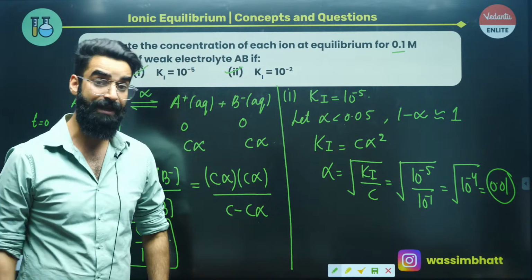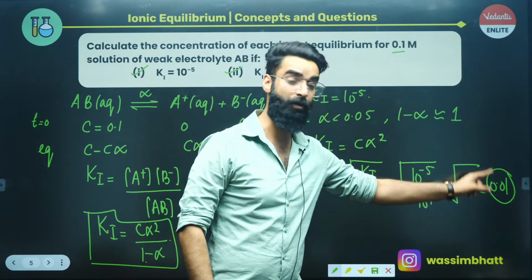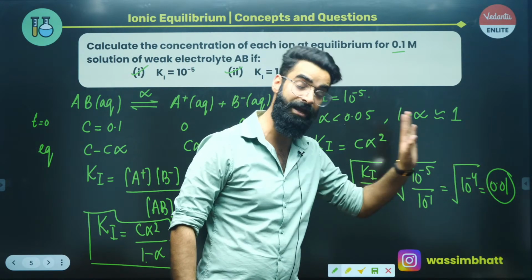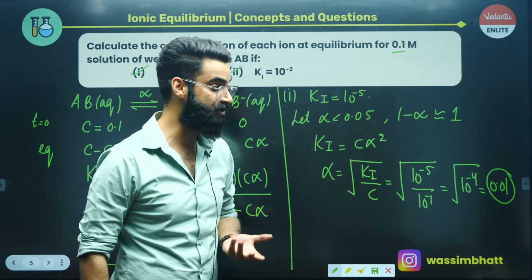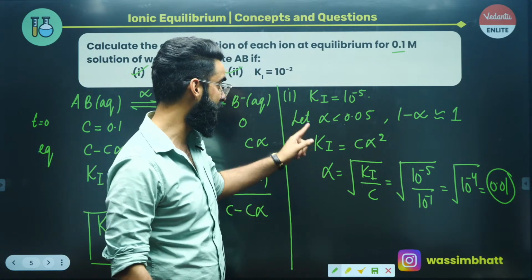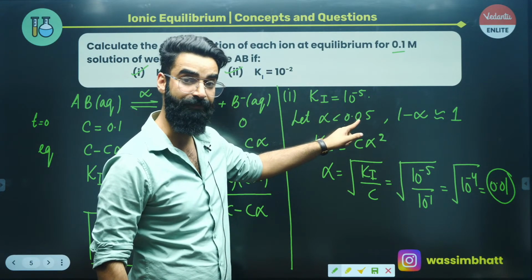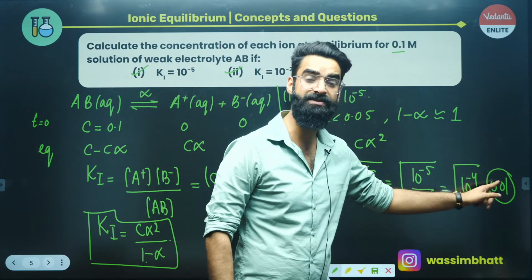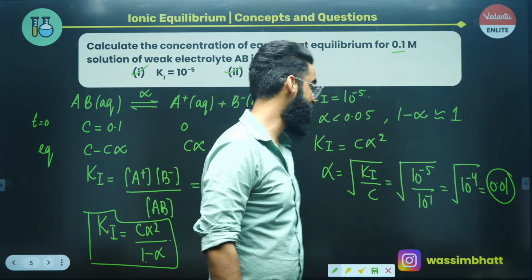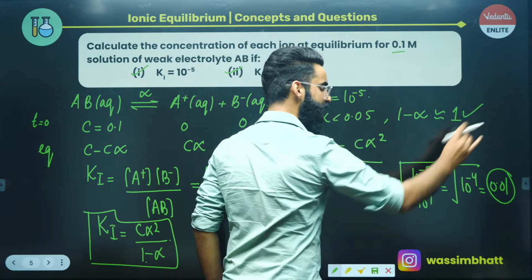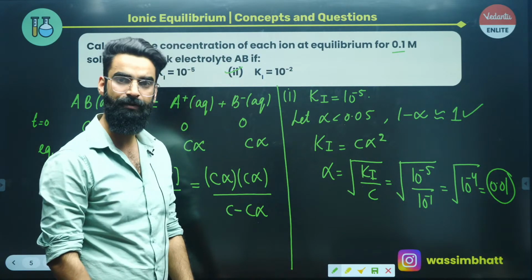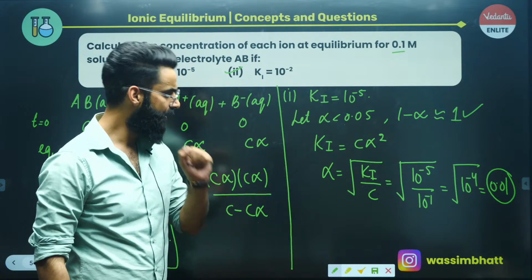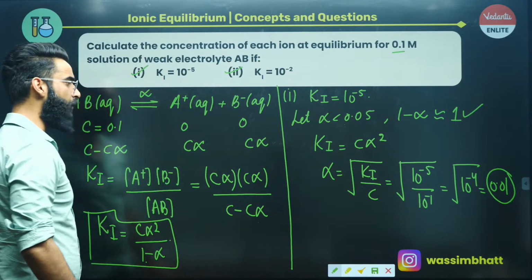Now people, you need to check. After getting the value of alpha, you need to check whether this alpha value is actually coming out to be less than 0.05 or not. I assumed in the beginning, let alpha be less than 0.05. Now I calculate the value of alpha, right? The value of alpha actually comes out to be less than 0.05. That means whatever assumption you have made over here is absolutely correct, right?